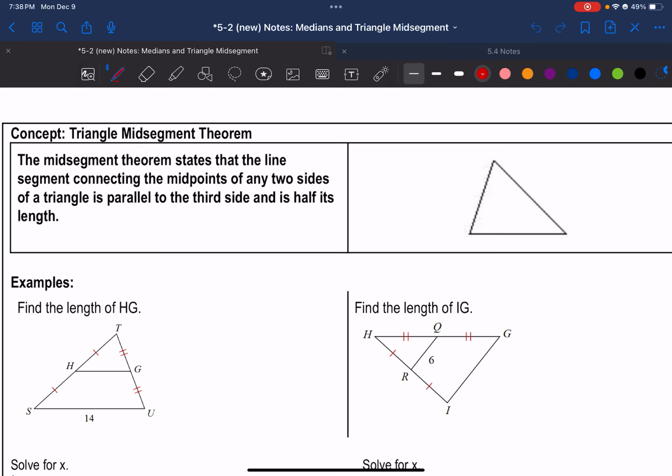Okay, so for the second side of the notes, we are going to talk about the mid-segment theorem. The mid-segment theorem states that the line segment connecting the midpoints of any two sides of a triangle is parallel to the third and half the length. So let me just highlight all of that. So the line segment connecting midpoints of two sides. So let's go ahead and draw this out.